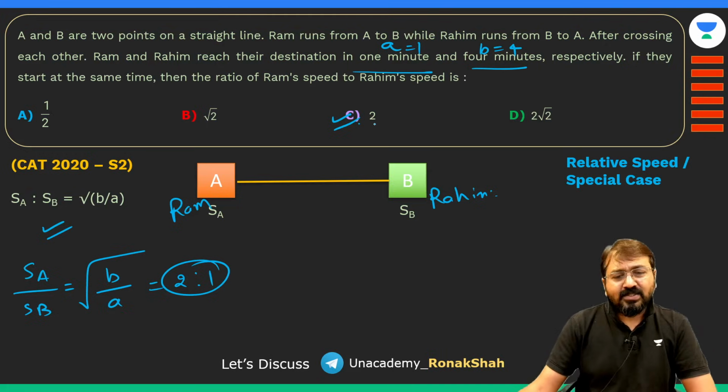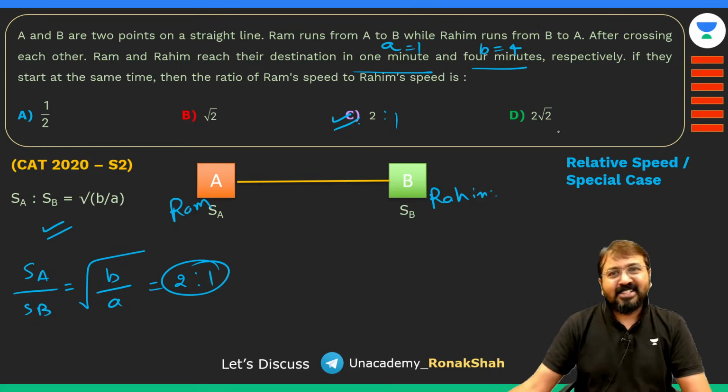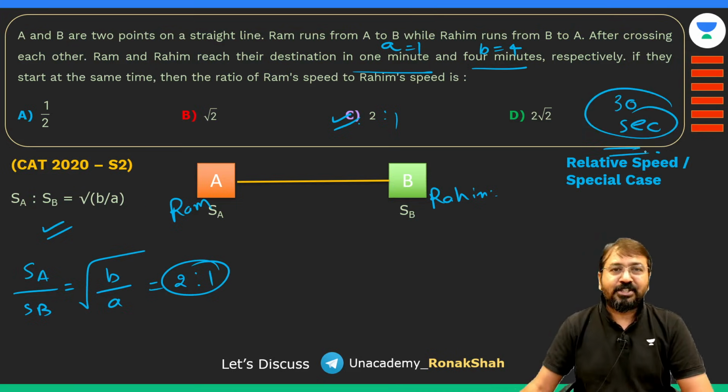Normally when it is a ratio, it should have been written 2:1 or something like that, but this is how it was mentioned over there. So yeah, this question could have been solved in about 30 seconds if you are very clear with the concept, right? So this is how you should be solving the question.